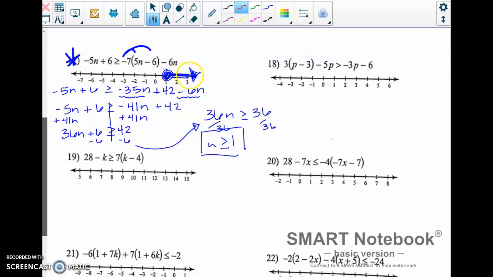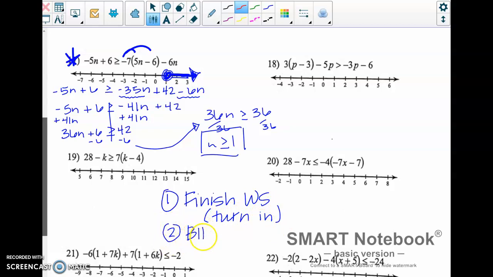Okay, you can tell by the number of these on your sheet that there's quite a bit of practice. So what I would like you to do is first finish this multi-step worksheet and turn it in. If you finish and still have some time, there are lots of Big Ideas Math assignments available as extra practice. So I would like you to work on those.